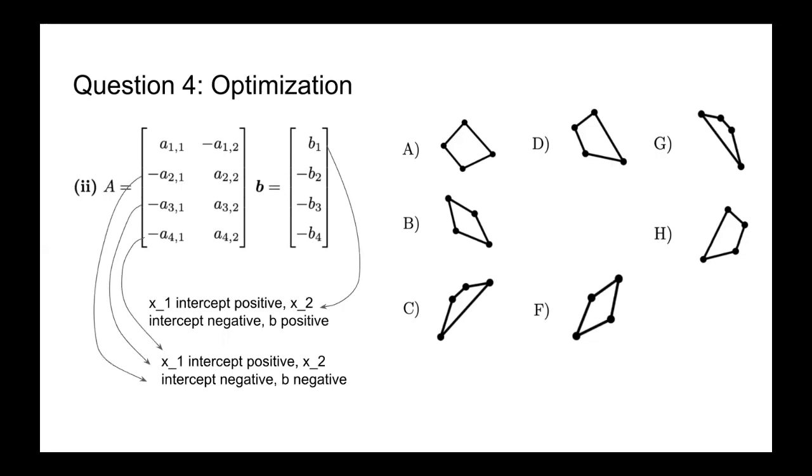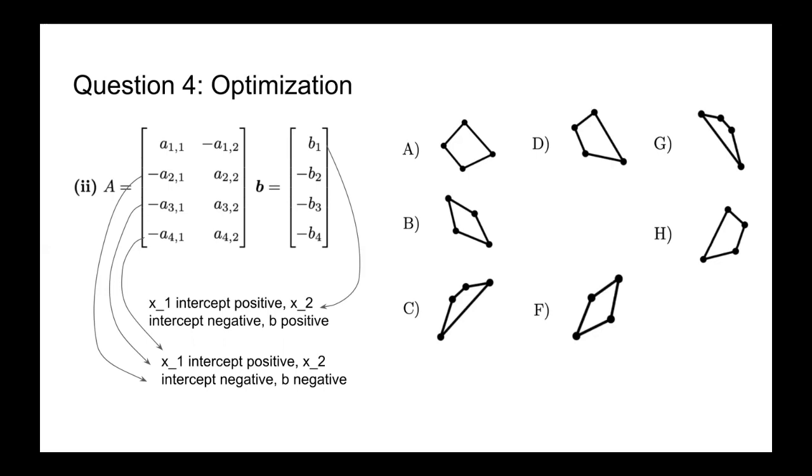So the first constraint that is in the first row of A and B, we can observe that the x1 intercept is going to be positive. And the way to figure that out is we can just set x2 to be 0 and see what the sign is going to be for the resulting x1. So here, if we set x2 to 0, then our x1 is just going to be equal to b1 divided by a1,1. And since both of those values have positive signs, that means our x1 is also going to be positive in that case.